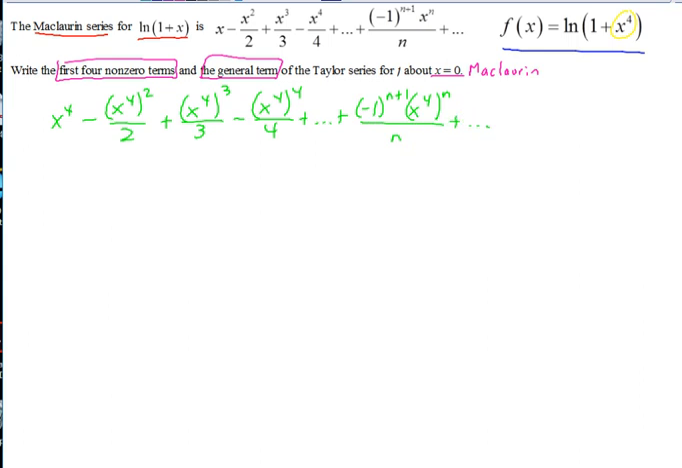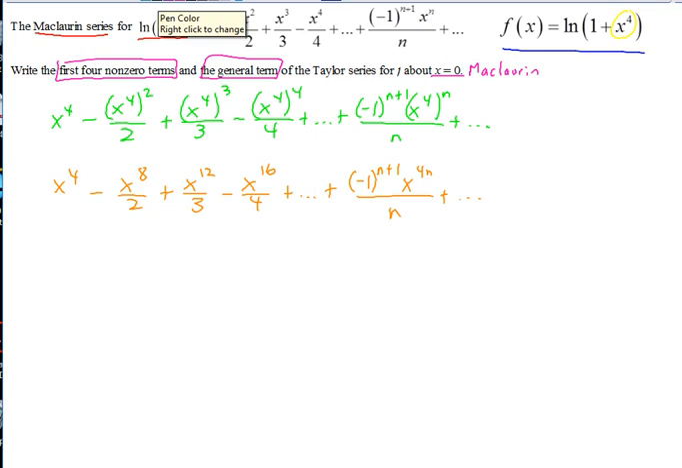And then we can just simplify that a little bit. So we get x to the fourth minus x to the 8th over 2 plus x to the 12th over 3 minus x to the 16th over 4. There's our first four non-zero terms. Plus -1 to the n plus 1, x to the 4n over n. So you modify it in the same way, it's just they give you one, you're modifying instead of having to use one you've memorized.